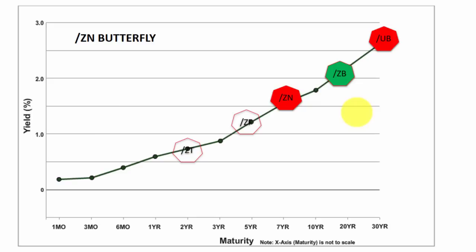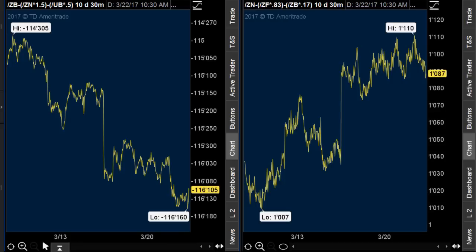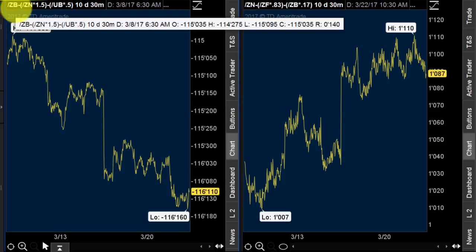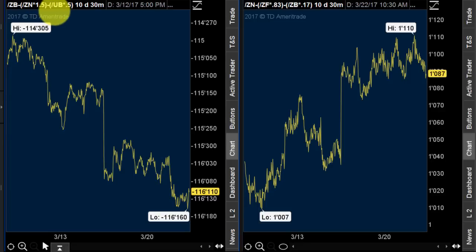You get the picture. Now, I wanted to do this free video right now because there's a really, really great trade setting up, and I want to share it with everyone. So now watch. Here is the ZB against the ZN and against the UB. This is called the bond butterfly. What I'm doing is looking at the value of the bond relative to its neighbors. And you can see the bond is dirt cheap relative to the 10-year, relative to the ultra.